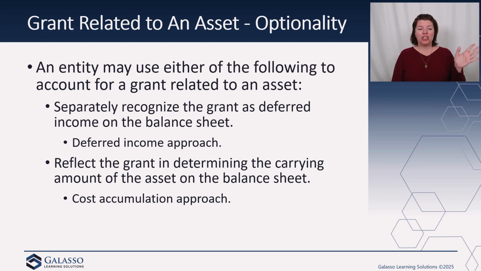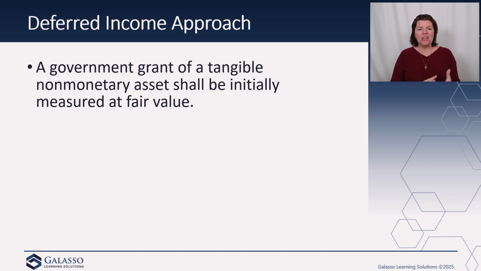Or you can actually offset the carrying amount of the asset on the balance sheet, which we're going to call the cost accumulation approach. Two different approaches, two different accounting. So if you're using the deferred income approach, in this scenario, a government grant of a tangible monetary asset would be recognized at fair value, right?